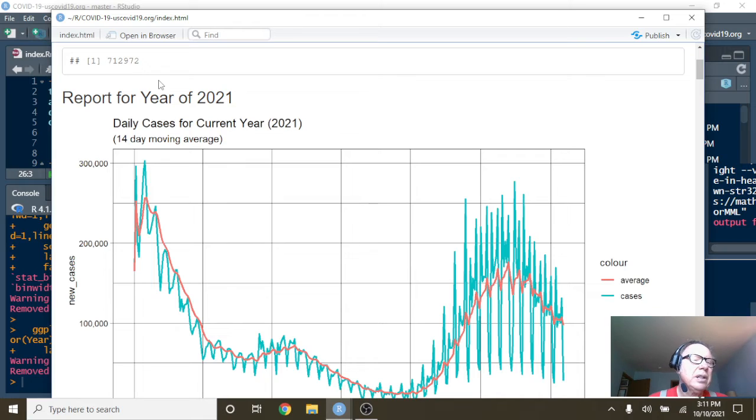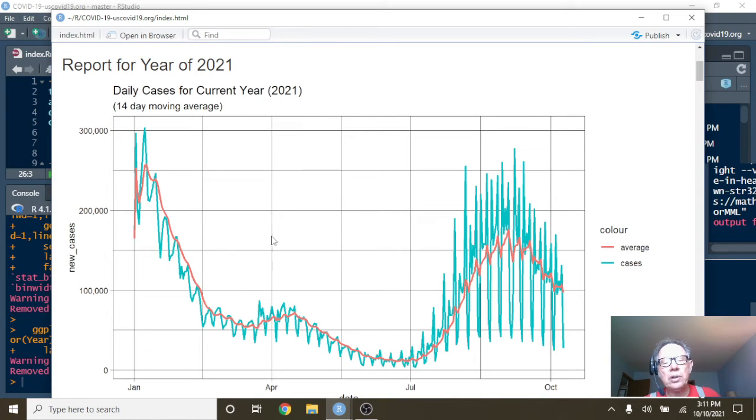712,972 deaths since the end of February of 2020. So now here's the cases for this year. 14-day average declining all the way down to July. Then in July, the numbers began to increase again.